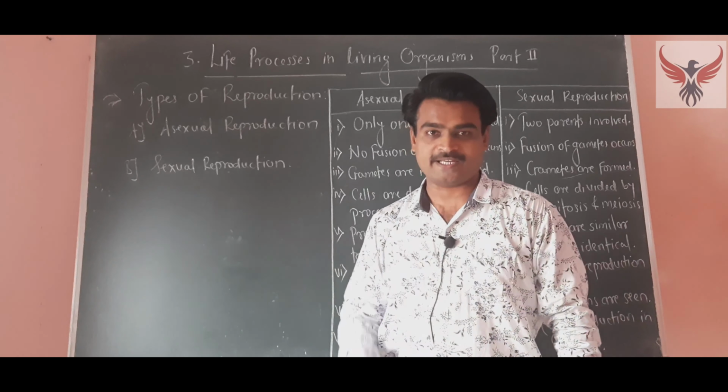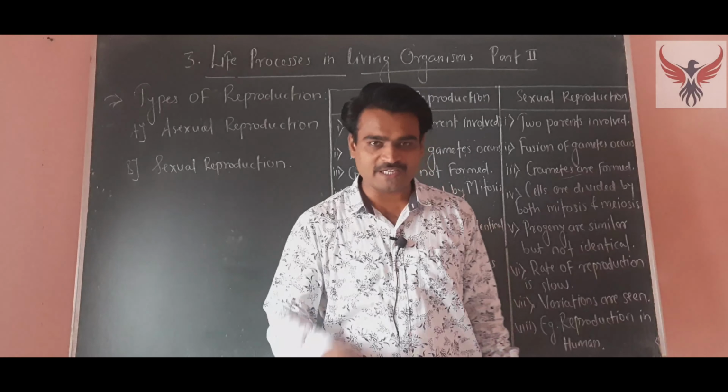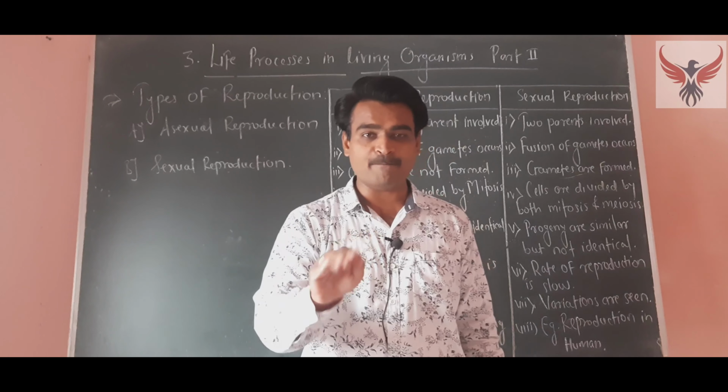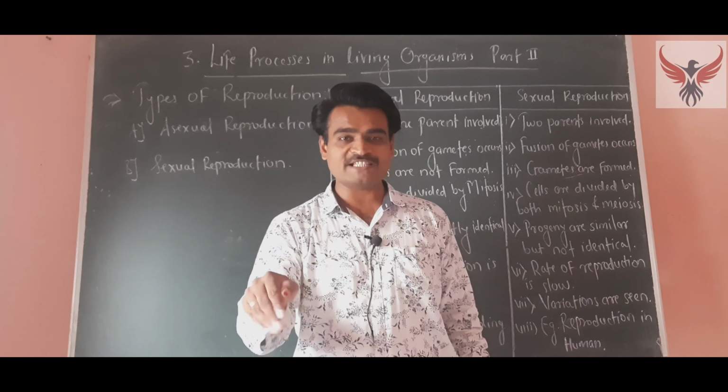What is meant by asexual reproduction? The definition of asexual reproduction is the type of reproduction in which only one parent is involved. And in the case of sexual reproduction, the definition is the type of reproduction in which both parents, that is, male as well as female parents, are involved. Is it clear?